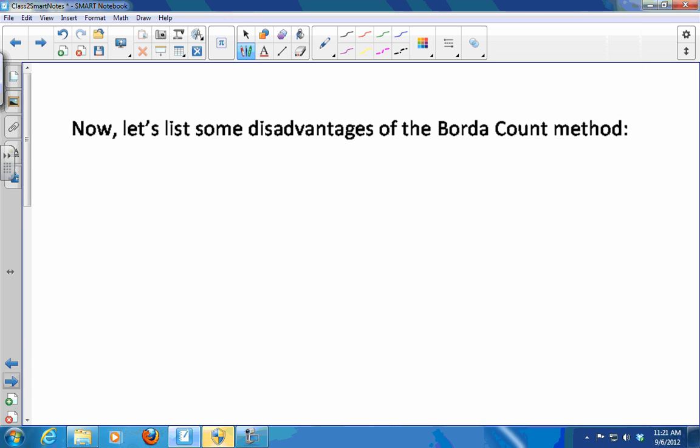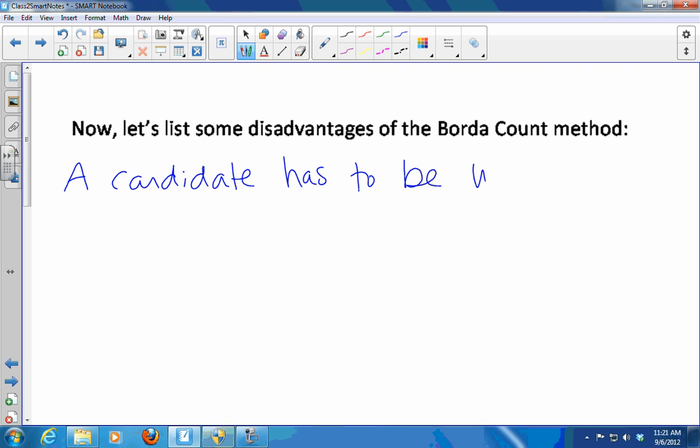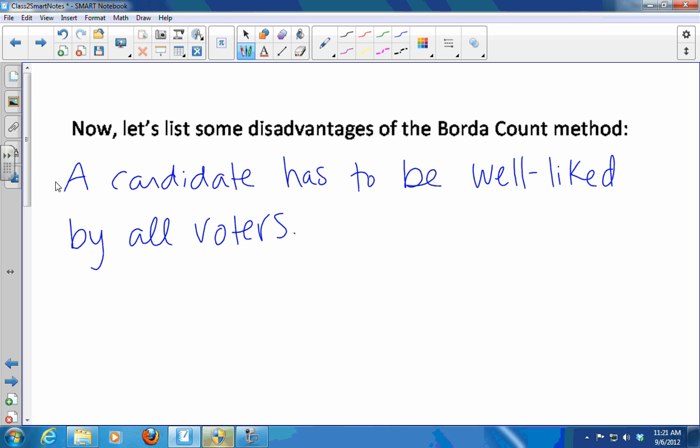So what are some disadvantages of Borda count? Yeah. It could really hurt you, yeah. So a candidate has to be well liked, even if they're not the favorite. They have to be well liked by everyone, or most voters, right?